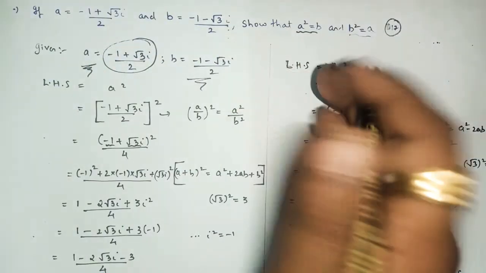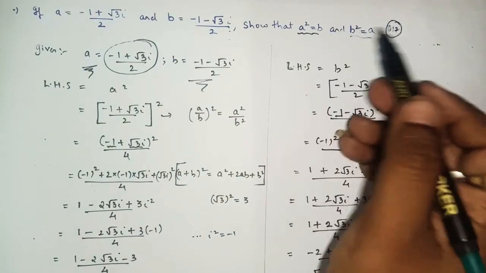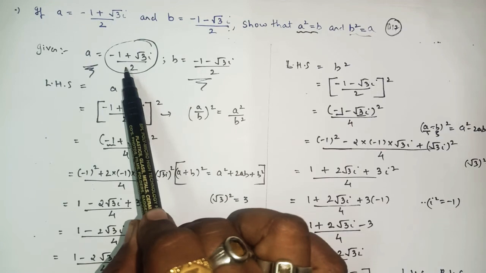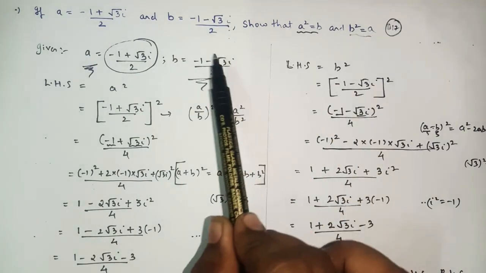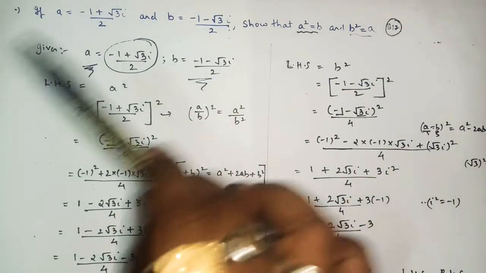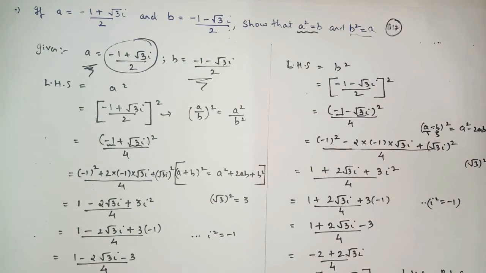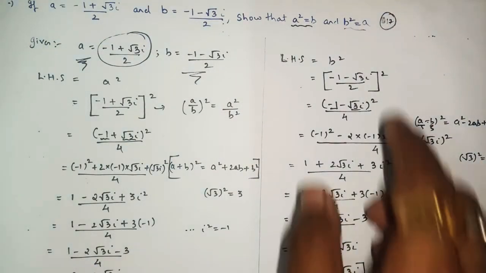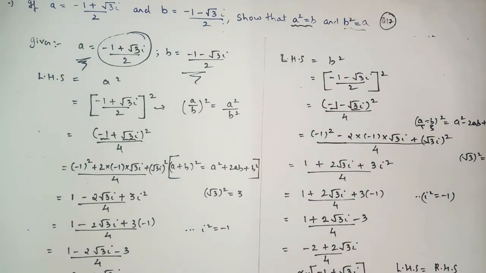It was clearly mentioned you have to show that a square equals b and b square equals a. In the first case you will square the a part to get b, and in the second case you will square the b part to get a. So that was the sum. I hope you all understood this sum also. The same sum is there in the exercise, it is question number 17. So let's move on to a few more sums.